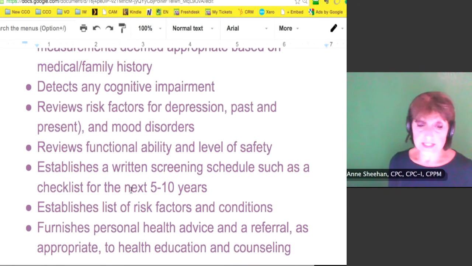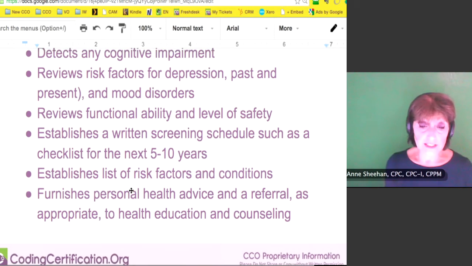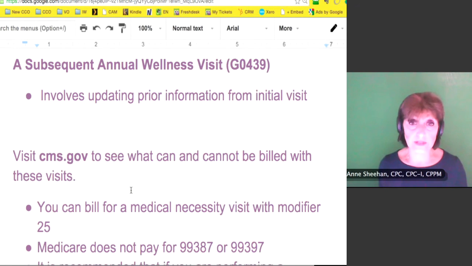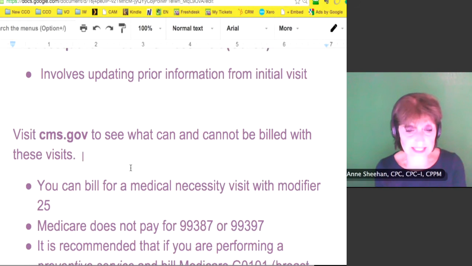On the third visit, the subsequent annual visit, the G0439, this one is just basically updating everything from G0402 to G0438, and you're just building and making changes and monitoring and keeping up to date with the new providers, any hospitalizations they may have had, anything like that. And it has nothing to do with 99387, a new physical exam for a patient, or a 99397 established.